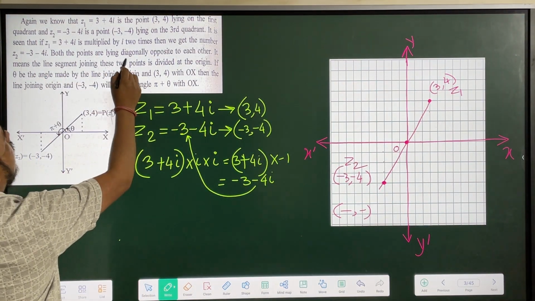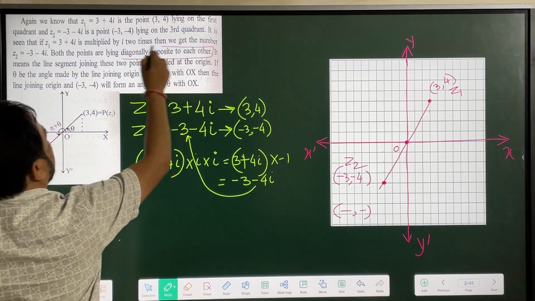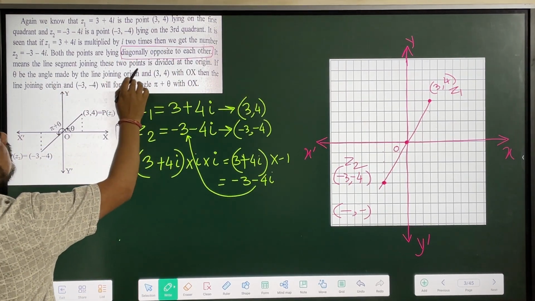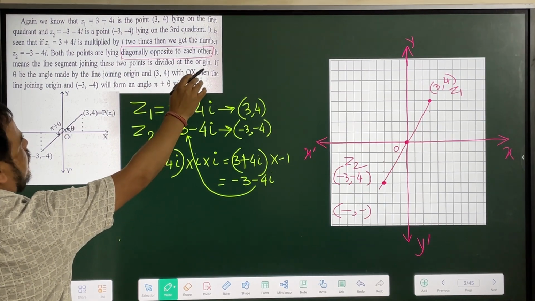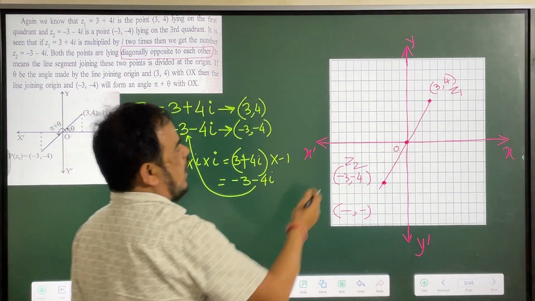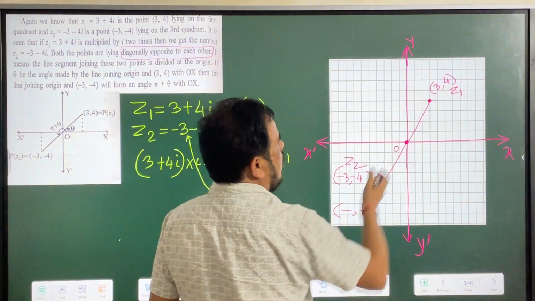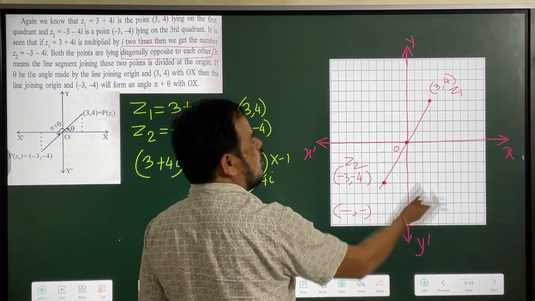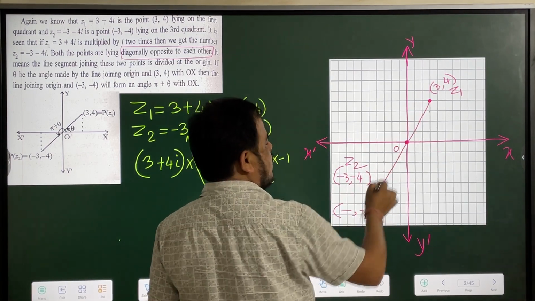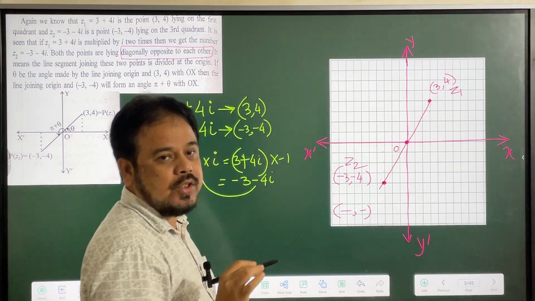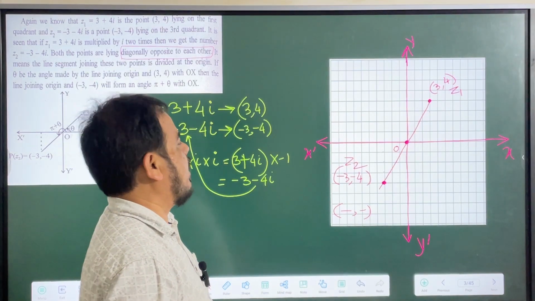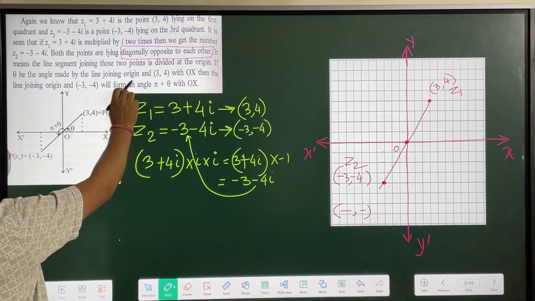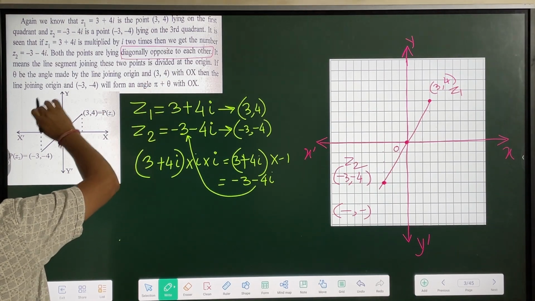Both the points are lying diagonally opposite to each other. It means the line segment joining these 2 points is divided at the origin. If so, this line segment is dividing the whole plane into two equal parts. That is a different thing, but this line segment will pass through the origin. Remember that. Now, if theta be the angle made by the line joining 3, 4 with the x-axis, then minus 3.